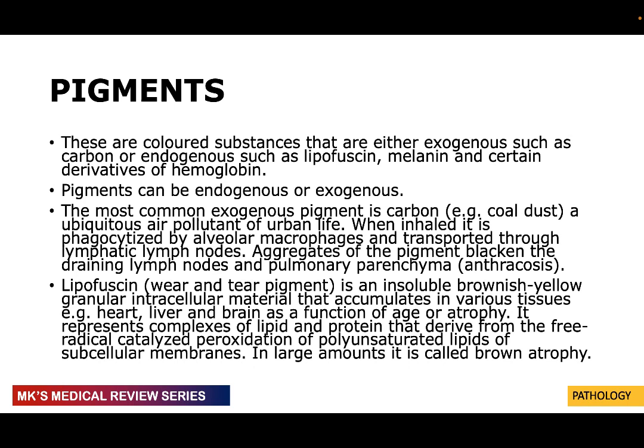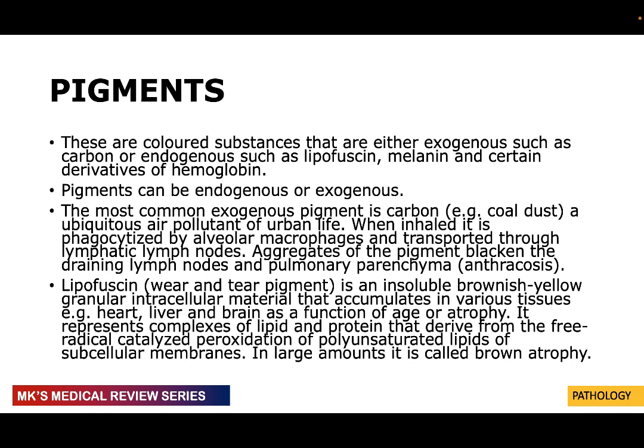You may sometimes have certain pigments, which are just these colored substances that are either exogenous, for example, carbon, or endogenous, things like lipofuscin, melanin, or even certain derivatives of hemoglobin that may sometimes deposit in certain cells. These pigments could either be endogenous or they could be exogenous. Most common exogenous pigment is carbon from coal dust. Remember, carbon is found everywhere.